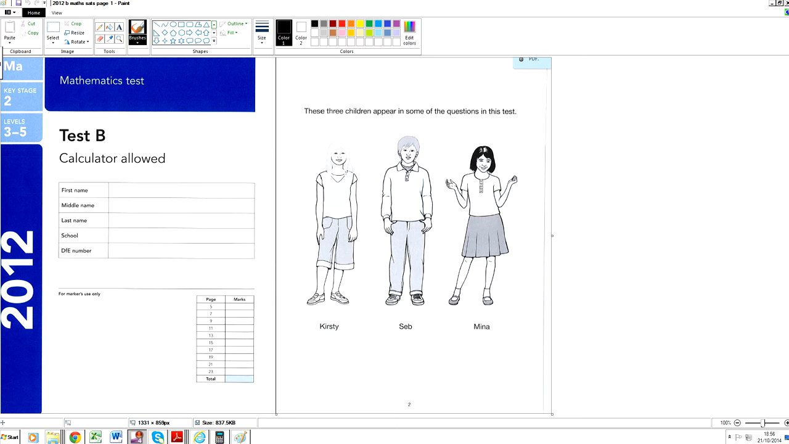Okay, Bismillah. Okay, folks, welcome back. We're looking today at the Mathematics Test B 2012 paper. The calculator is allowed. Now we're going to go through what we should have got for this paper. This is our starting page. Let's move on to the next page, page number 2.